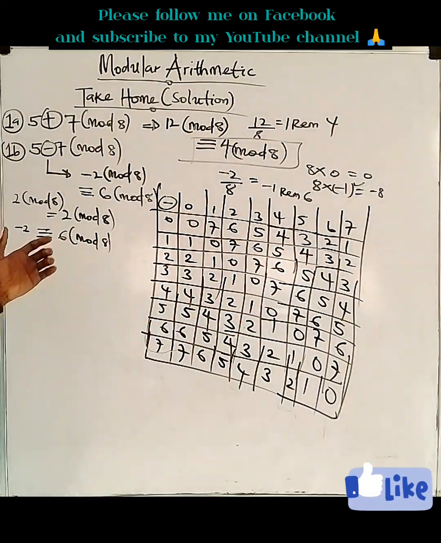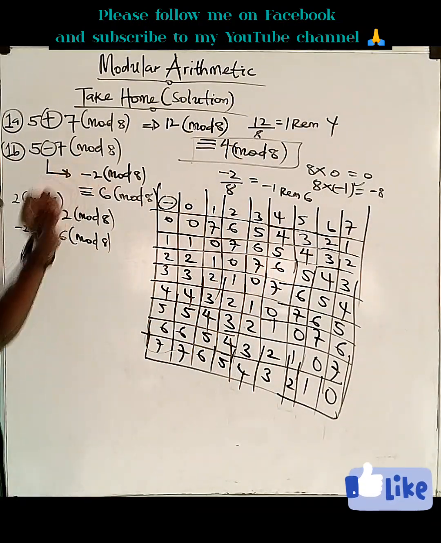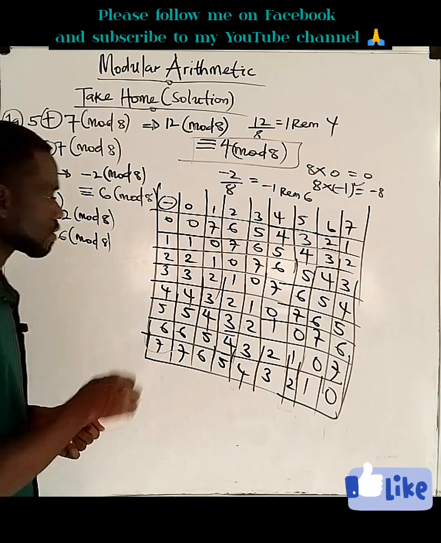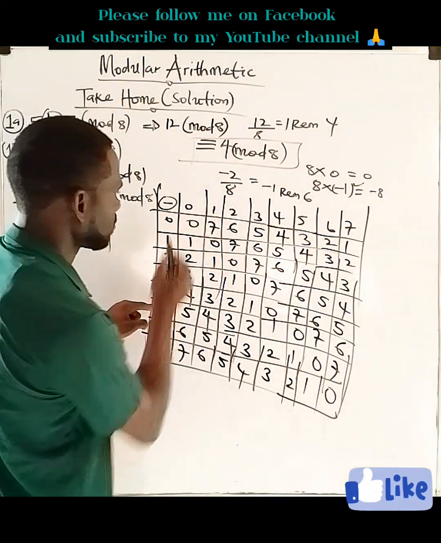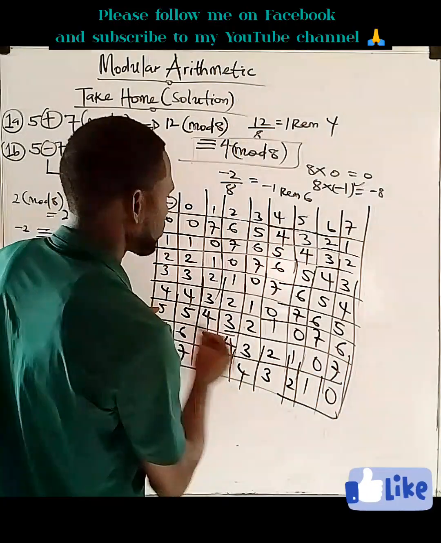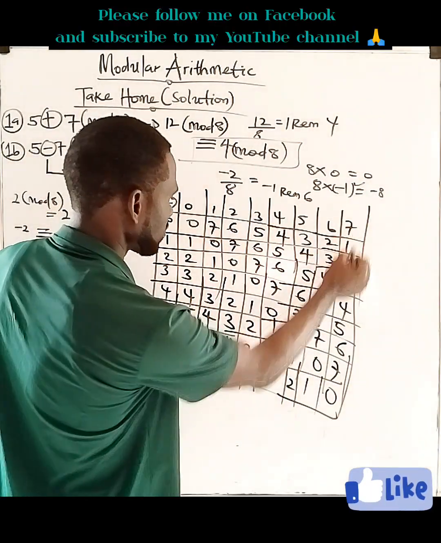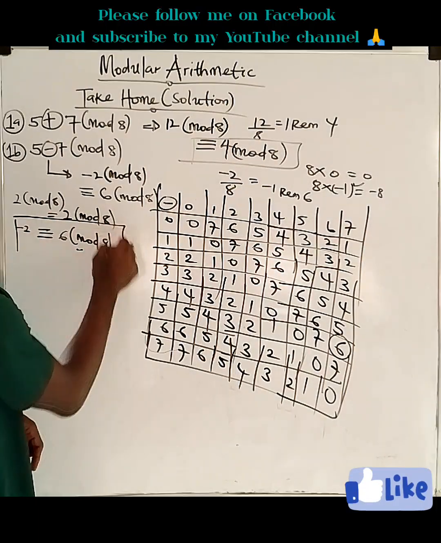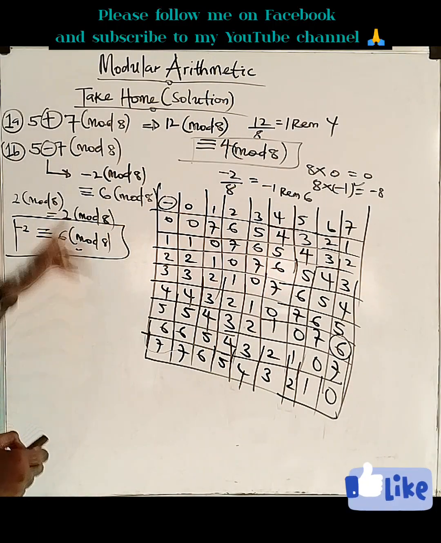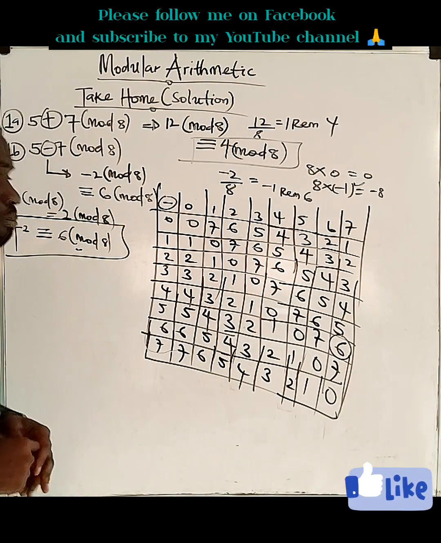So let's see if we're going to get the same result. 5 minus 7 to be written in modulo 8. So you're going to get the same result. 5 minus 7 gives us 6. Exactly, no doubt. So 5 minus 7 to be written modulo 8 is 6 modulo 8.